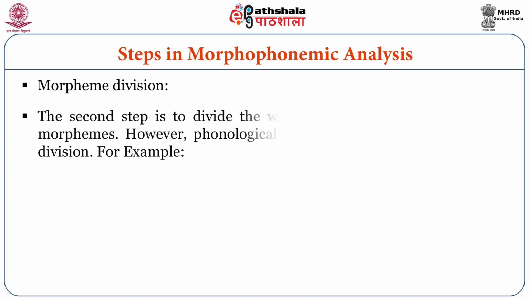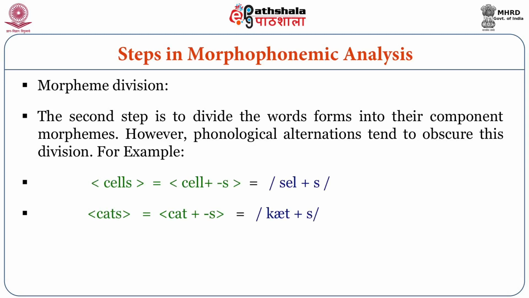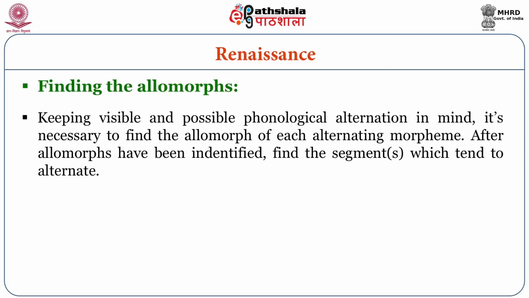Then morpheme division. The second step is to divide the word forms into their component morphemes. However, phonological alterations tend to obscure this division. For example, cells, then cats. So this division is there. Now, keeping visible and possible phonological alteration in mind, it's necessary to find the allomorph of each alternating morpheme. After allomorphs have been identified, find the segment or segments which tend to alternate. That is finding the allomorphs.